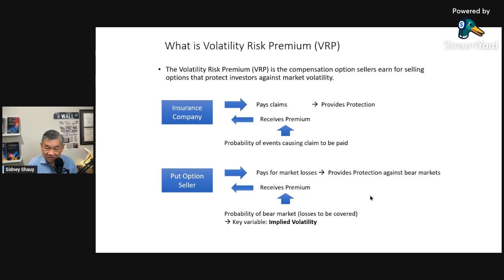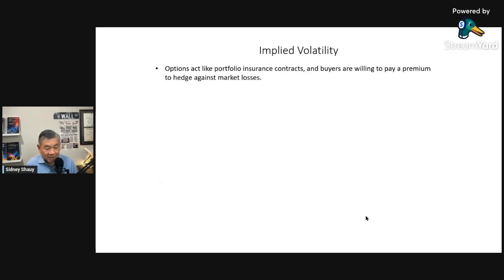Okay, because if the investor loses money, the option seller is going to lose money too, because he has to compensate for the investor's losses. All right, so that's how it works. Very well. So what is the volatility risk premium, the VRP? It is very connected to the implied volatility, as we're going to show. Okay, so what is the implied volatility?